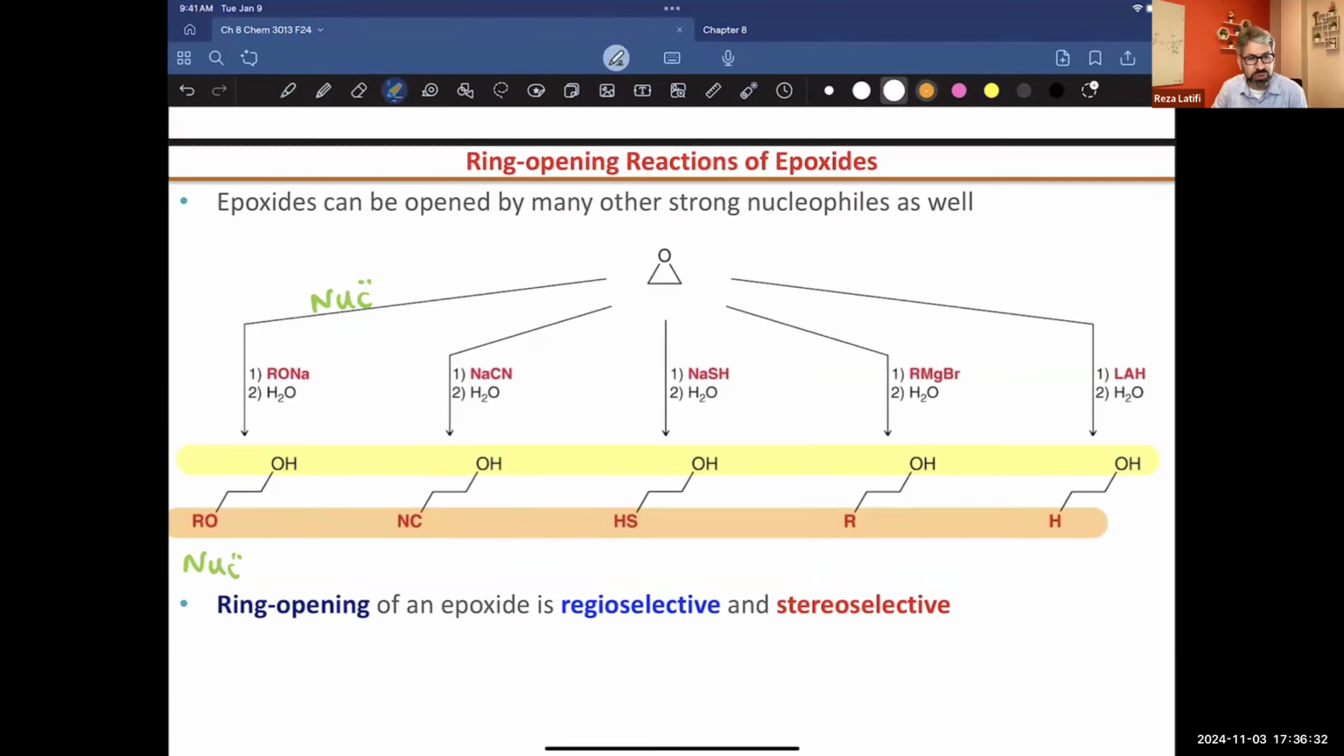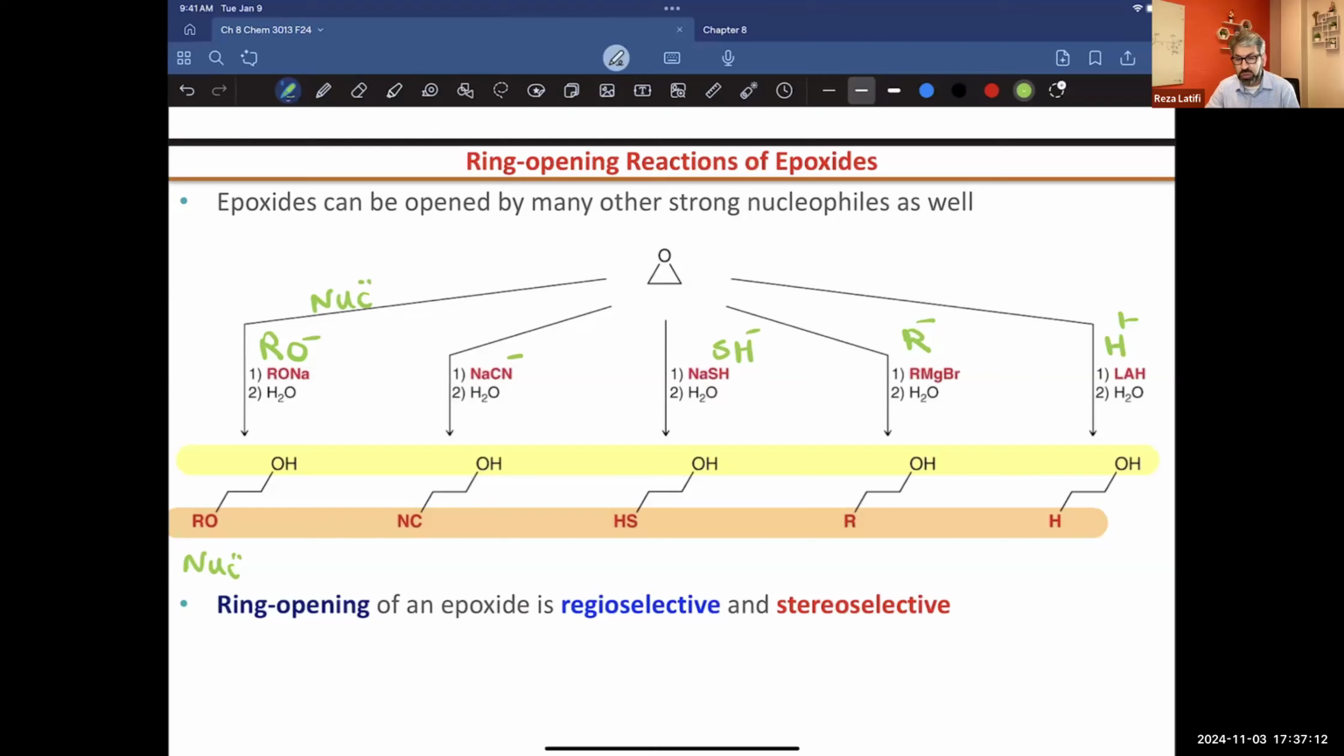Now, if you're using alkoxide, they will add RO with a negative charge. If we are using, let's say, the salt sodium cyanide, the cyanide with a negative charge will be added to the system. And this one will add SH with a negative charge. Again, those are strong nucleophiles. The Grignard reagent will add R minus to the system, and lithium aluminum hydride will add H minus to the system. As you see, depending on what the nucleophile is, we get different products.